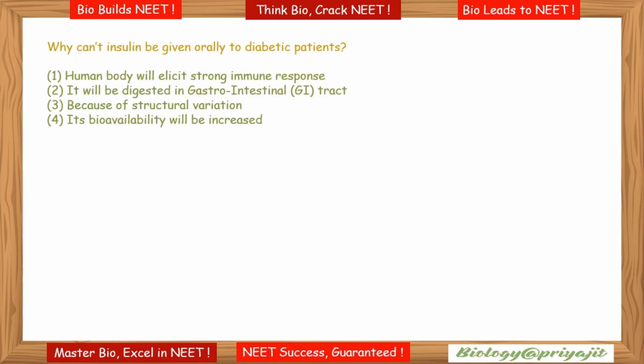Next, why can't insulin be given orally to diabetic patients? Insulin is a protein hormone, and when taken orally, it gets broken down by the digestive enzymes in the stomach and small intestine, just like any other dietary protein. As a result, it loses its structure and function before it can enter the bloodstream. To ensure it works properly, insulin is given through injections, allowing it to directly enter the bloodstream and perform its function of regulating glucose levels in a diabetic patient. So here the answer will be option 2, it will be digested in the gastrointestinal tract.